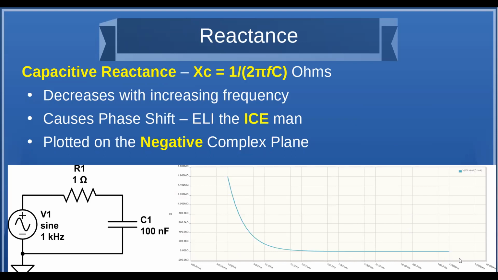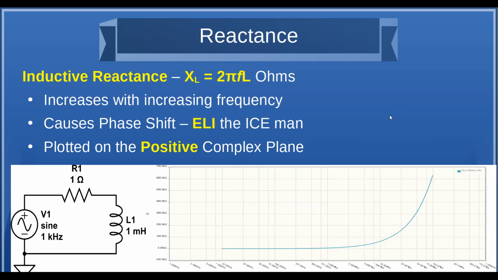on the capacitive one, this is also frequency down here. We see that it has a very high reactance at a low frequency. And I think this is, looks like that's 1 hertz. Or maybe it's a kilohertz. Yeah, it's kilohertz. And it goes down essentially to 0 at the higher frequencies.